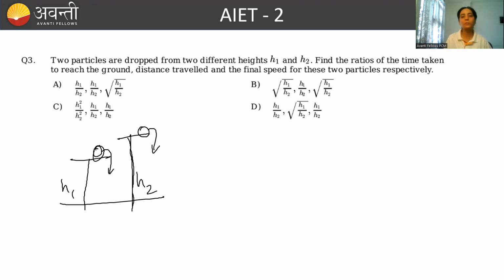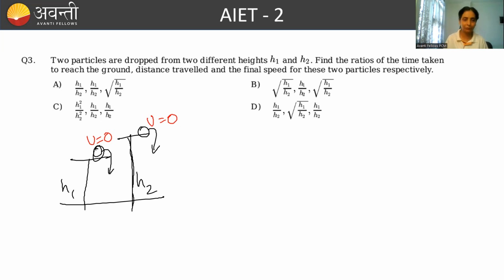Now the question is to find the ratio of time taken to reach the ground. If we drop something, its initial velocity is 0. Whenever the question says you are dropping something, it means you are letting it go free, so initially its velocity is 0.